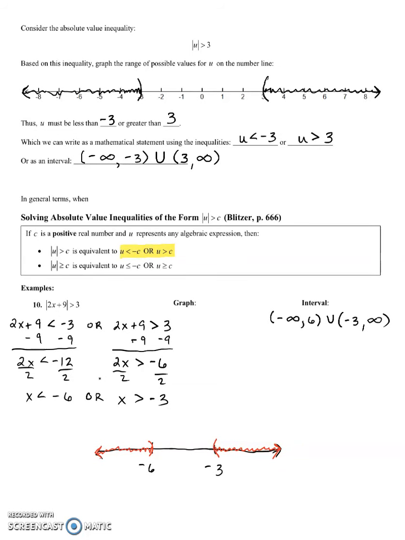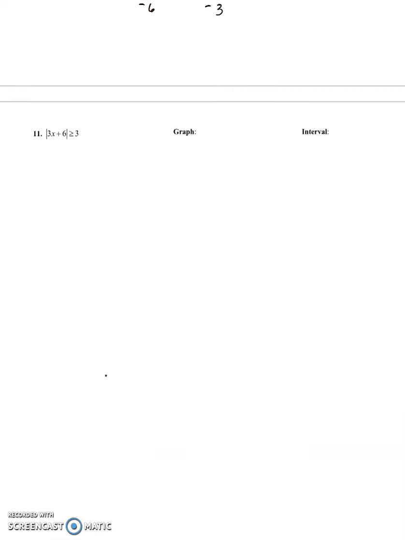Okay, let's move on to the next page. We have |3x + 6| is greater than or equal to 3. And maybe you want to pause the video here and see if you can do this one on your own. So, since it's greater than or equal to, we have 3x + 6 is less than or equal to negative 3, or 3x + 6 is greater than or equal to positive 3.